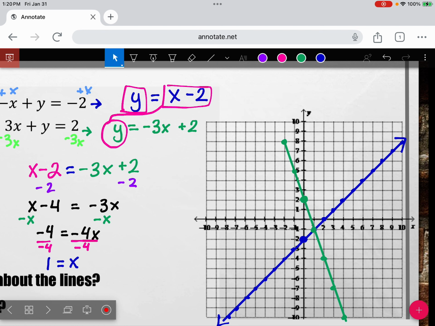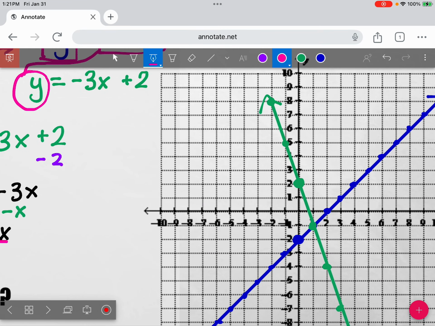We can see our line here, which will not go all the way up to the top. It's being grumpy, but that's okay. Where is our solution? 1, negative 1. So it's our point (1, negative 1).